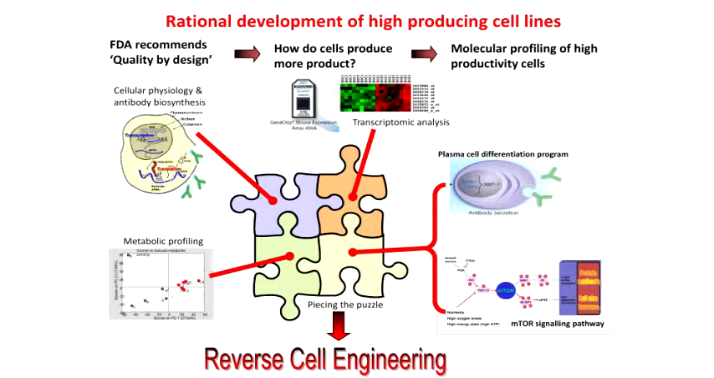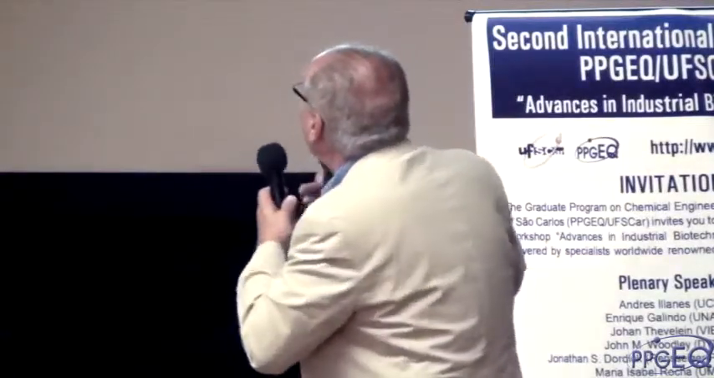So, reaching my conclusion. Quality by design is now a necessary thing by FDA recommendation to make a new cell line. It is rational design, rather than multiple random processes trying to improve the cell line. So you really have to do this to improve the productivity of the cell product.